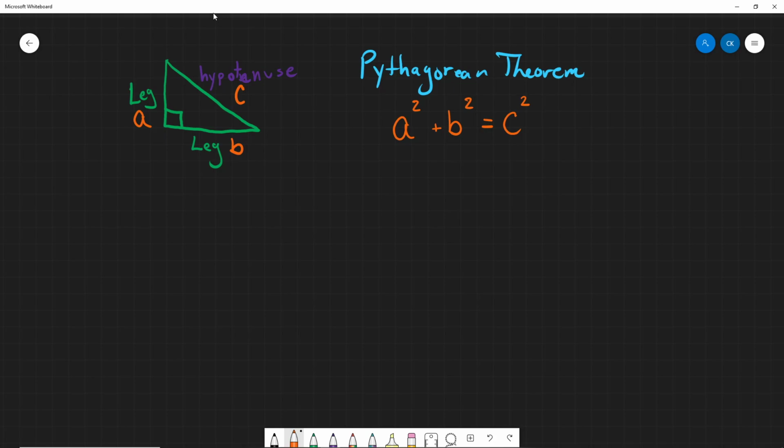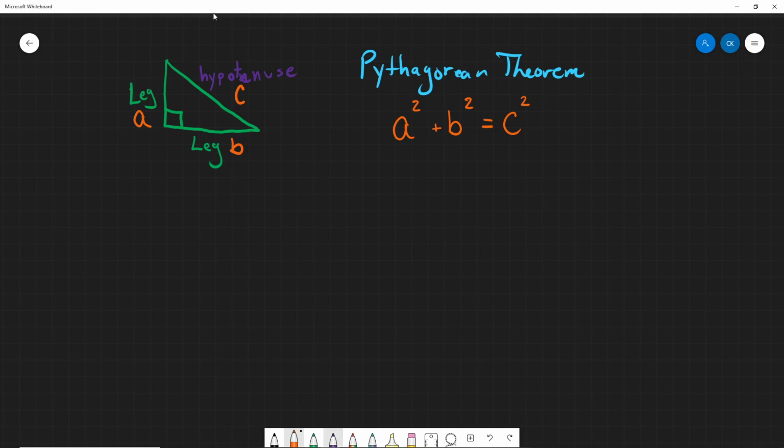Again, it doesn't matter which leg we call A and which leg we call B, as long as one leg is A and one leg is B, and the hypotenuse is always C. As long as those things happen, then we're okay. So there's a couple things that we could do with our Pythagorean Theorem here. The first thing is we can find the missing length of one of our legs, or the hypotenuse as well.